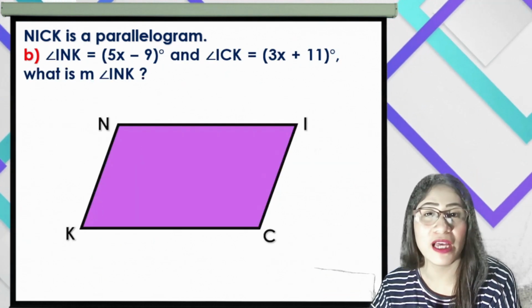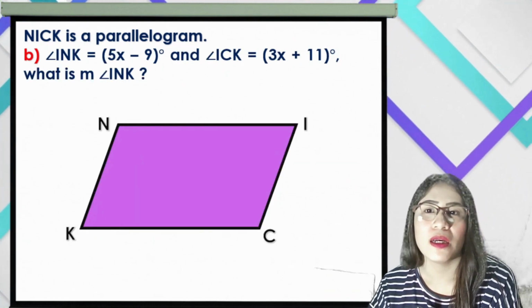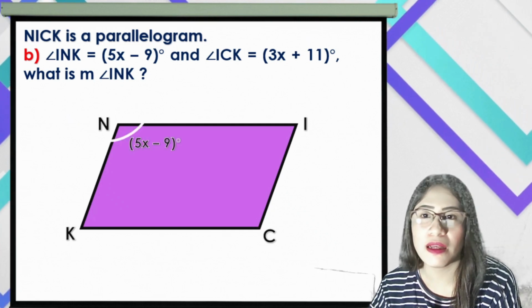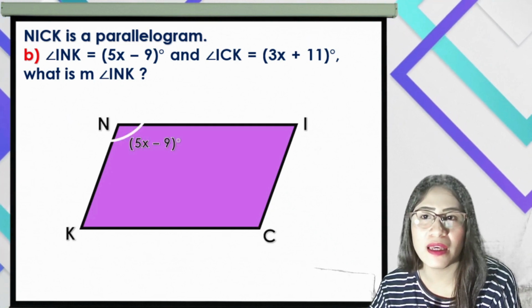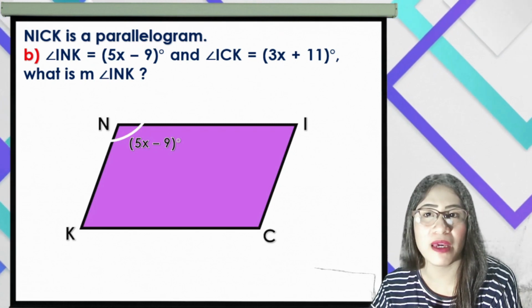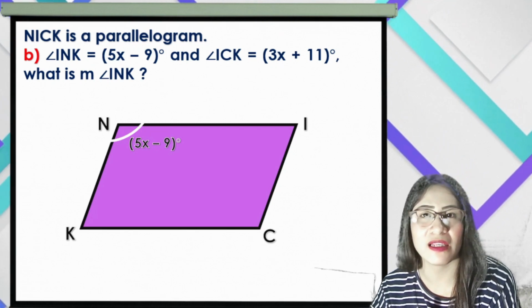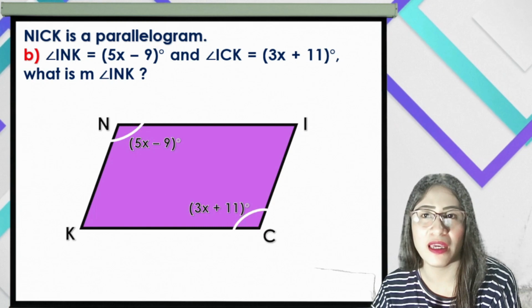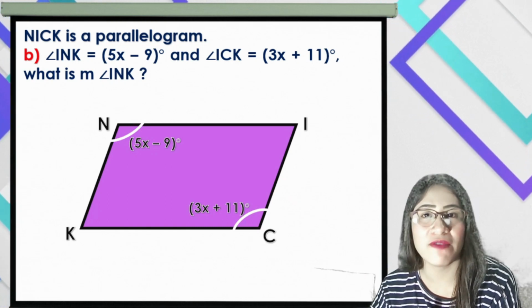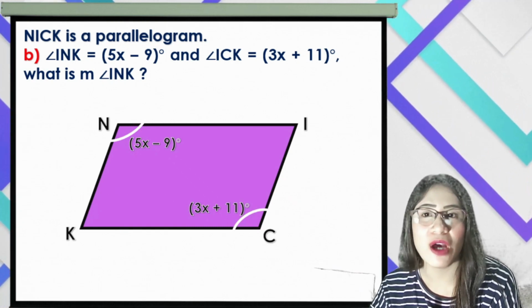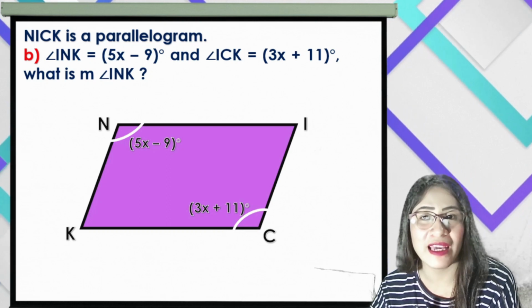Number 2. Sagutin natin yung pangalawang tanong. Si angle INK is 5x minus 9 degrees. And then si angle ICK is 3x plus 11 degrees. Ano daw ang measurement ni angle INK?